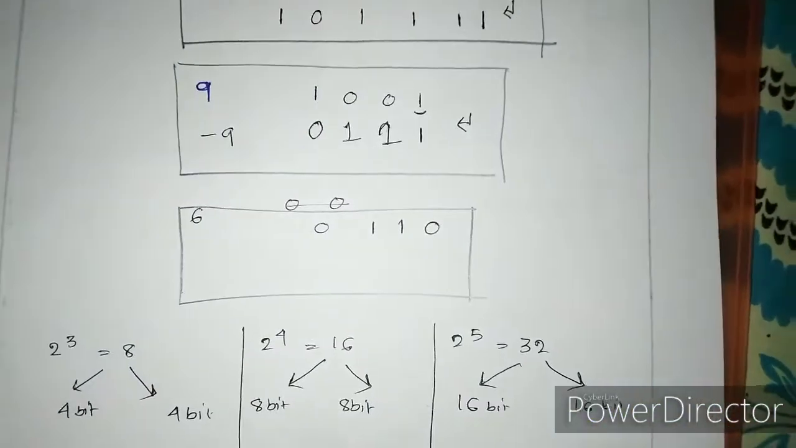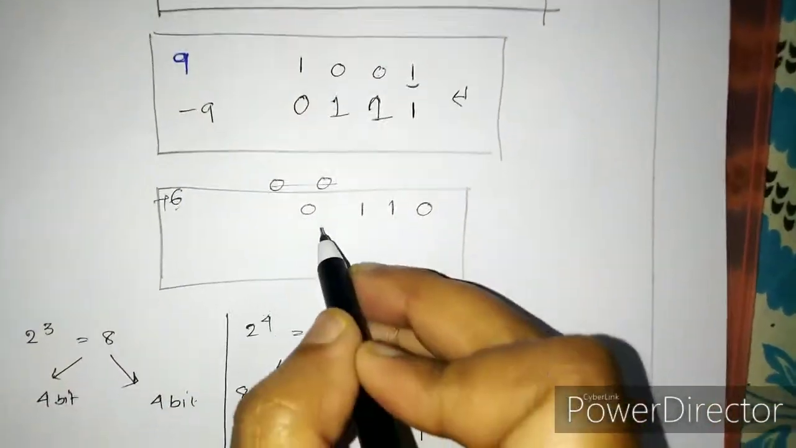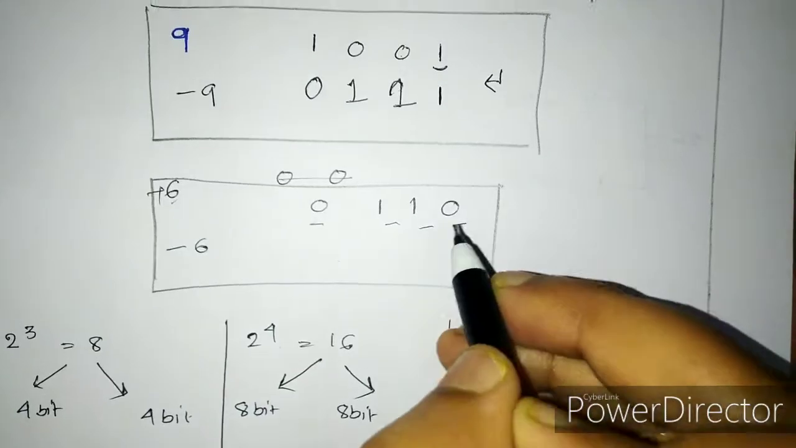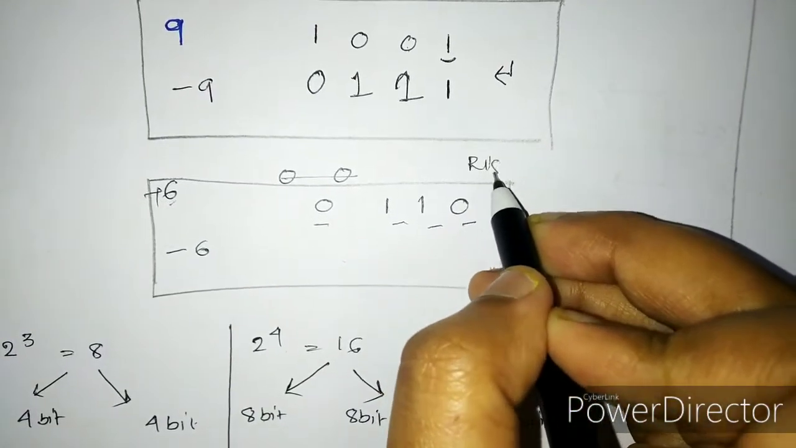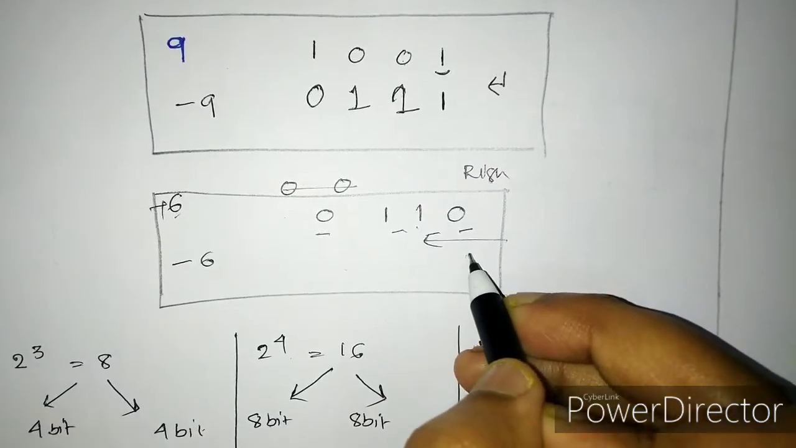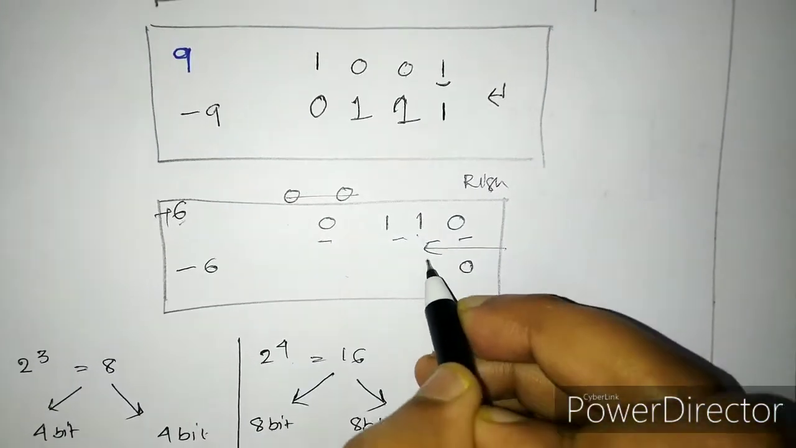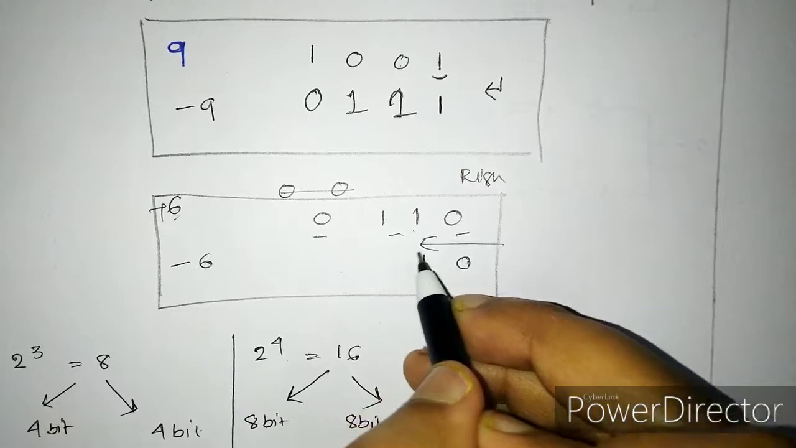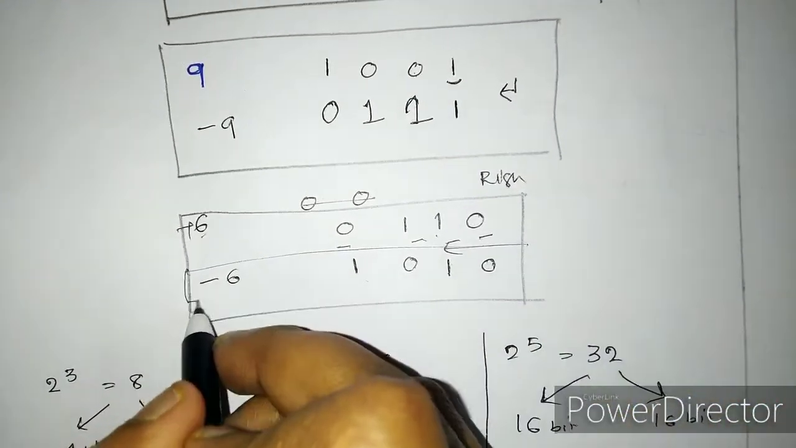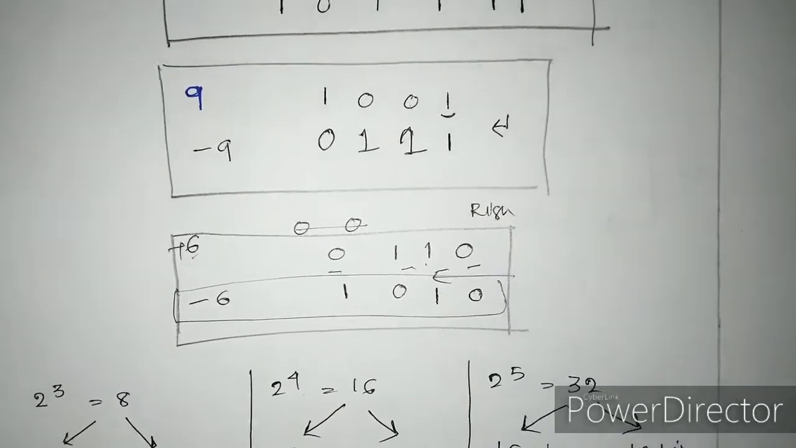Let us do this again. Suppose it's plus 6, for which it is 0, 1, 1, 0. For minus 6, let's come from the right-hand side. The first 1 is here, so before that we write as it is 0, 1, and then the 1's complement of the rest, 0 and 1. So this is the combination for minus 6.